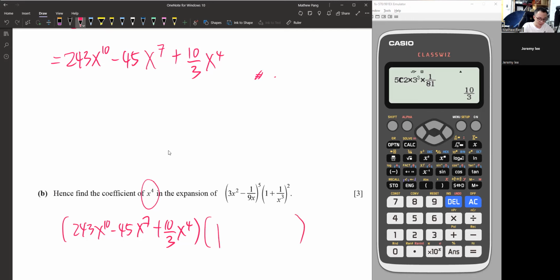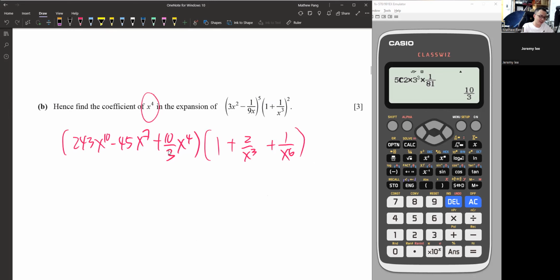So 1 squared is 1. This one is basically 2 over x cubed. Then this is 1 over x power 6, if I expand this power 2. Okay, now I need to think how to get the coefficient of x power 4. What I mean here is when I do the crossover multiply, I must get x power 4. So this is x power 10, right? If I divide x power 6, I get x power 4, right?